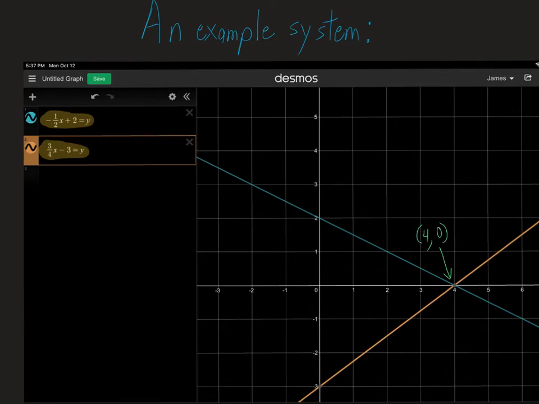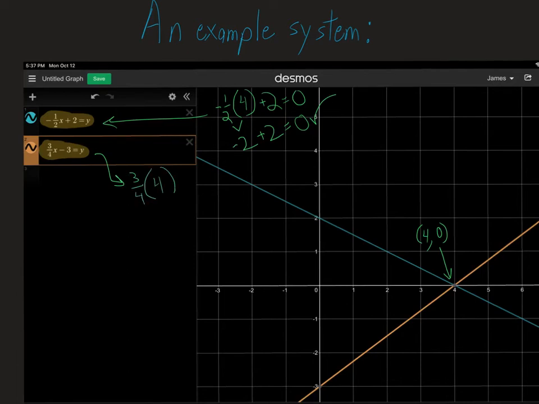And that particular point can be plugged in to both of these equations. Negative 1/2 x, we said an x value of 4, plus 2 equals y, we said a y value of 0. Half of 4 is 2, don't forget the negative, so negative 2 plus 2, yep, it does equal 0. And if we plug it into the other equation, I bet you know what you're going to see in a minute.